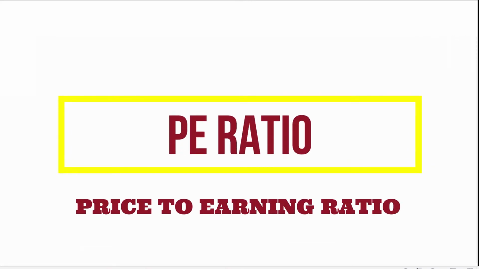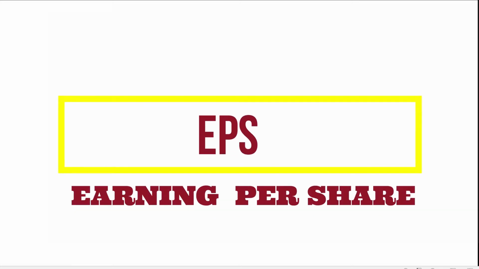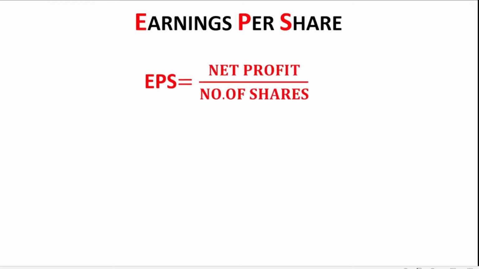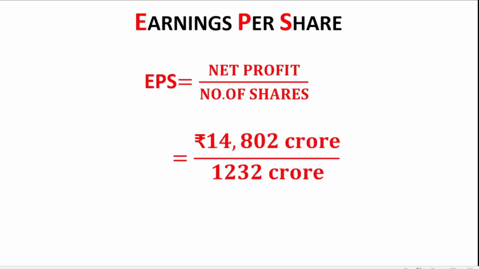Now before I tell you about PE ratio, let me quickly recap in brief about EPS, which is earnings per share. So EPS is net profit divided by total number of shares. I had explained this through an example of ITC shares. ITC made a net profit of 14,802 crores and the total number of shares is 1,232 crores. So the EPS was 12.01 per share, which is approximately 12.